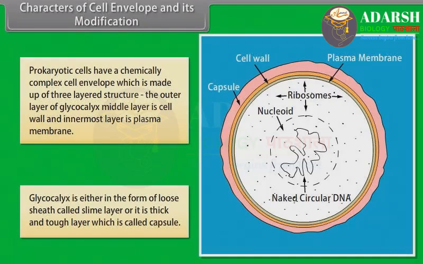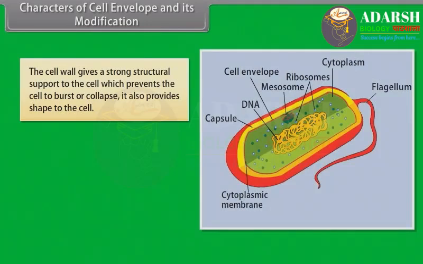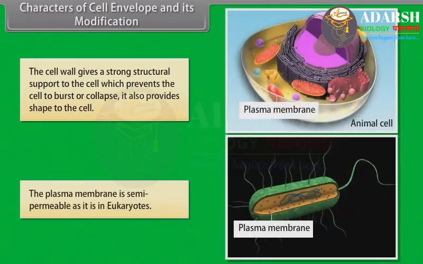The cell wall gives a strong structural support to the cell, which prevents the cell to burst or collapse. It also provides shape to the cell. The plasma membrane is semi-permeable as it is in eukaryotes.